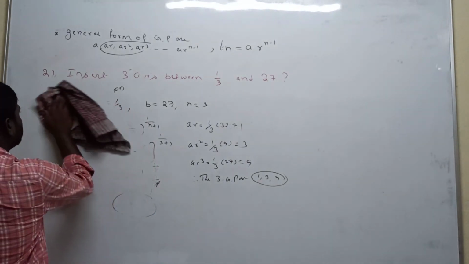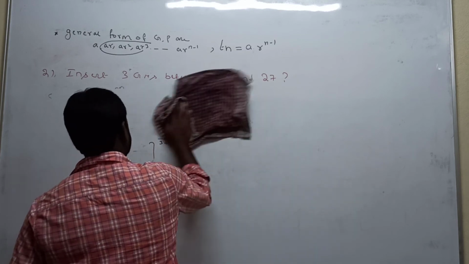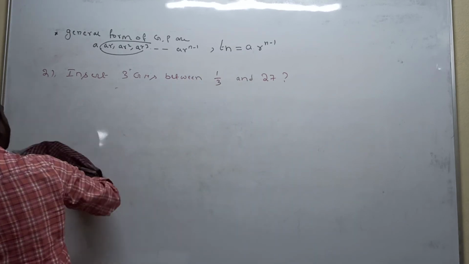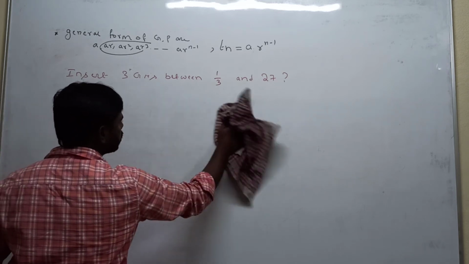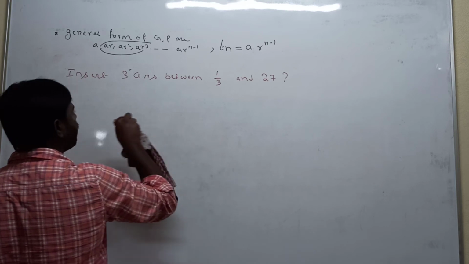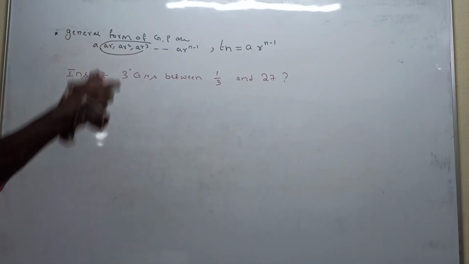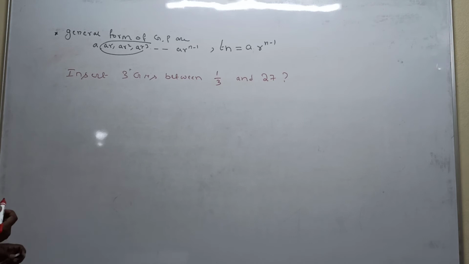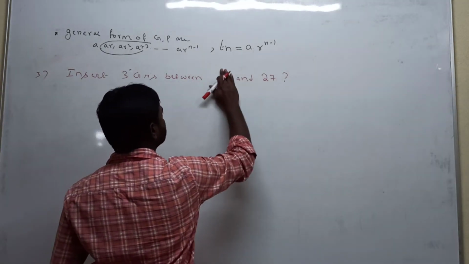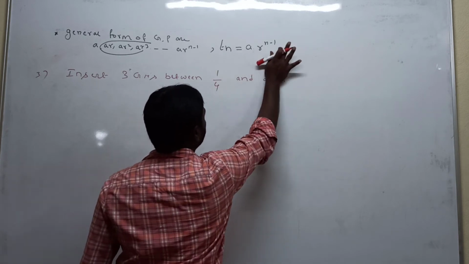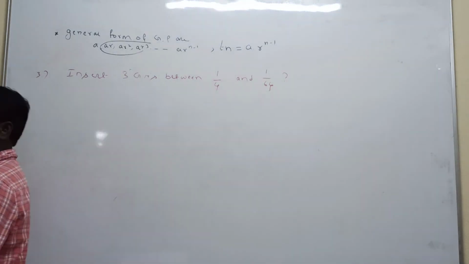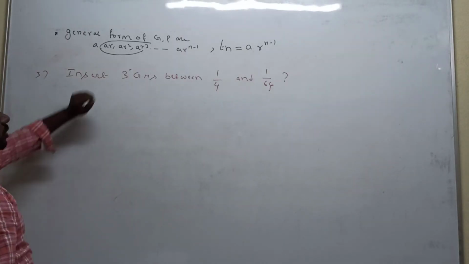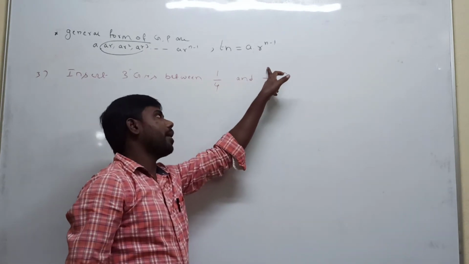Next we are going to the third problem. How many elements are they asking to insert? We can insert that many elements. Here only 3 geometric means we are asked. Suppose they are asking 4 elements, then we can insert ar, ar squared, ar cubed and a into r to the power of 4. The next third question is: insert 3 geometric means between 1/4 and 1/64. So here also they are asking to insert 3 geometric means between 1/4 and 1/64.